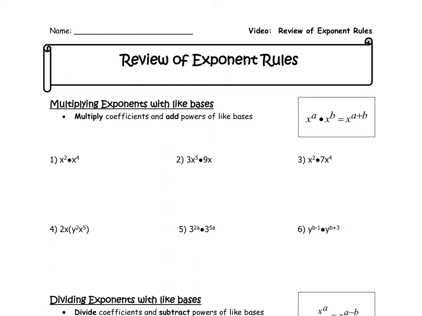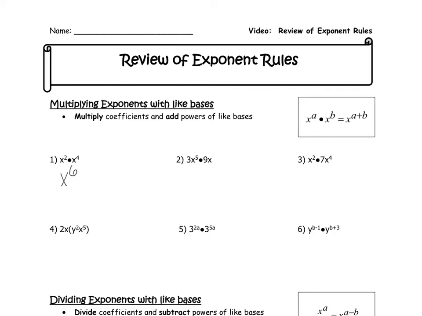So if we have a base of x and an exponent of a, and a base of x and an exponent of b, when we multiply them we just add the exponents. And if there are any coefficients we multiply them. So x squared times x to the fourth is you keep the base, you add the exponents.